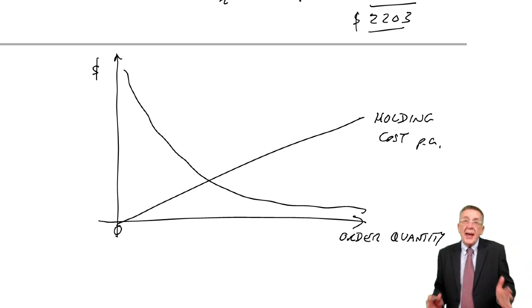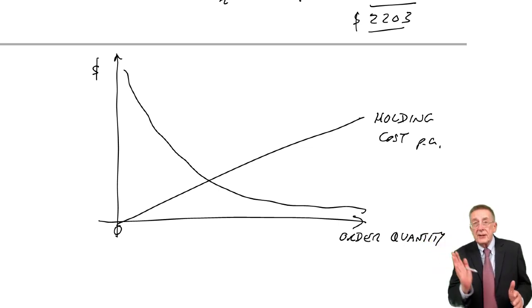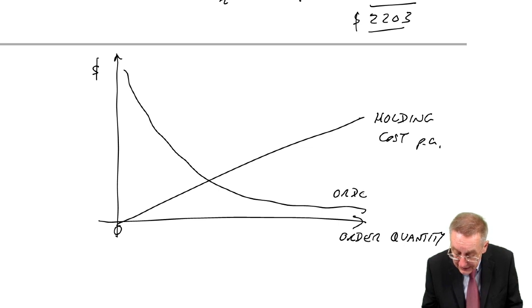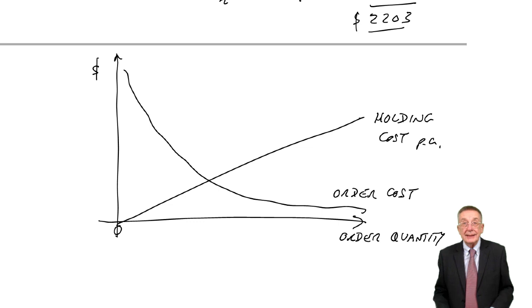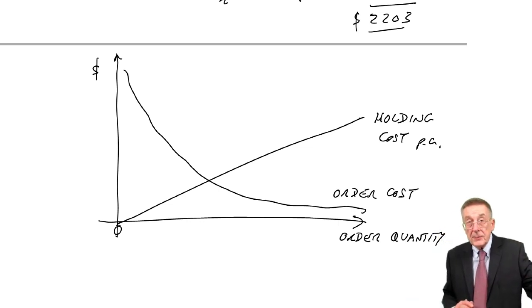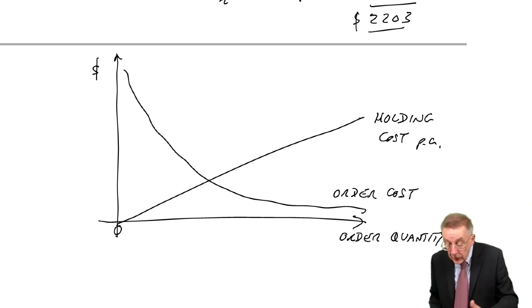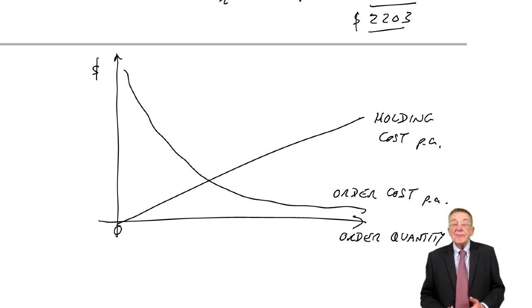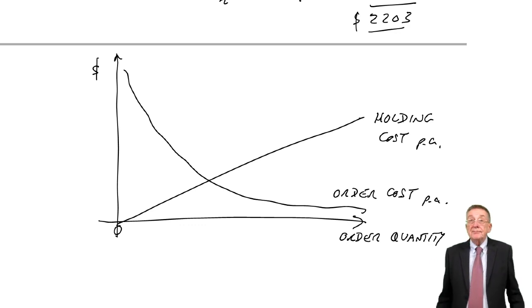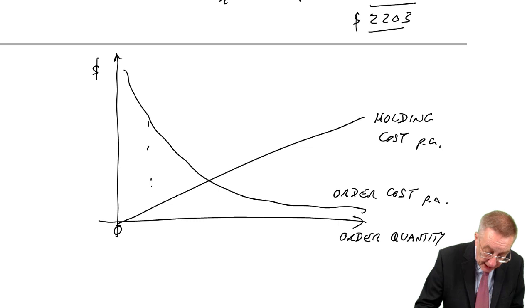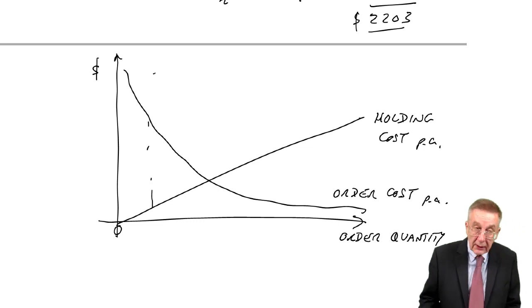In fact, it is a curve, but that doesn't matter at all. All that matters is that it falls as the total order cost. And again, look back at those four we've just done. As the order quantity increased, the holding cost per year went up, the order cost per annum went down. And what we want to do is find the one that's the cheapest total. So at each stage, add the two together to get the total.